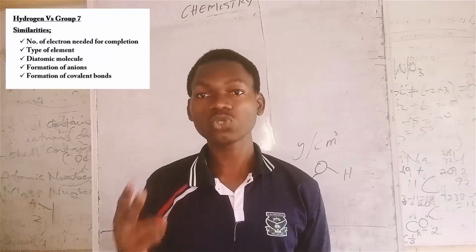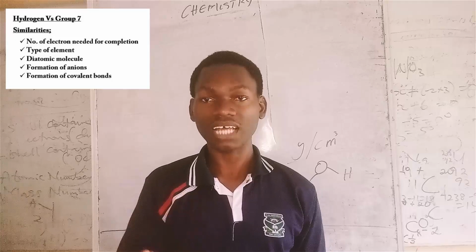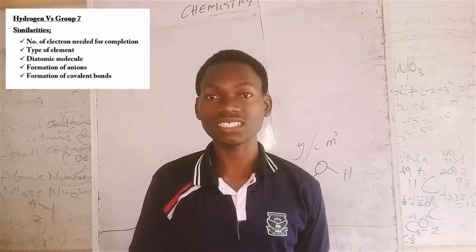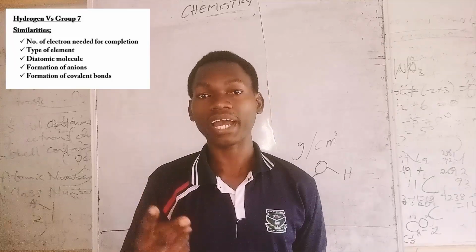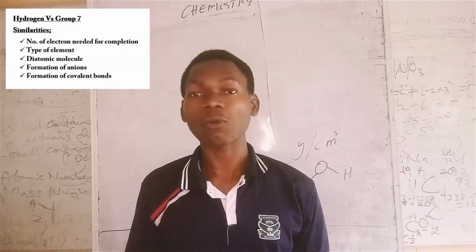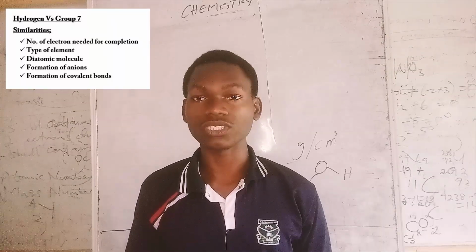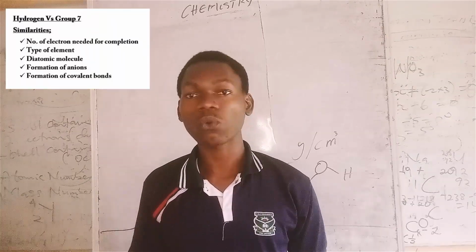Diatomic means 2 atoms of a particular element combine to exist as a molecule. So for hydrogen to exist, it needs 2 hydrogens, right? That's what we mean by diatomic. Same with the halogens. Halogens come in pairs. We have the chlorine pair, the bromine, and all other halogens.